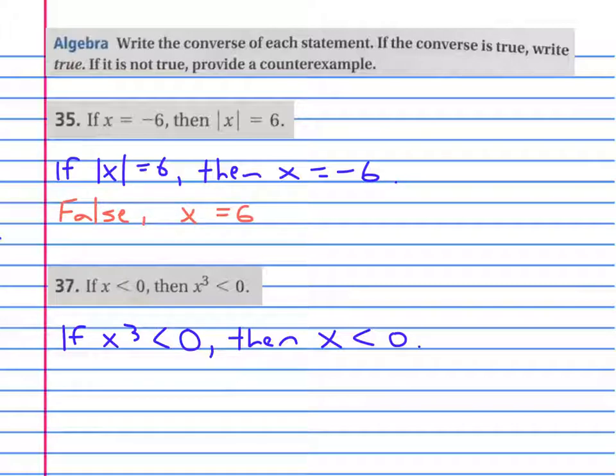So if x cubed is less than 0, and numbers that are less than 0 are negative, let's just make that clear, okay? So if x cubed is a negative number, then the original x value must have been a negative number as well. And that's true. That's true.